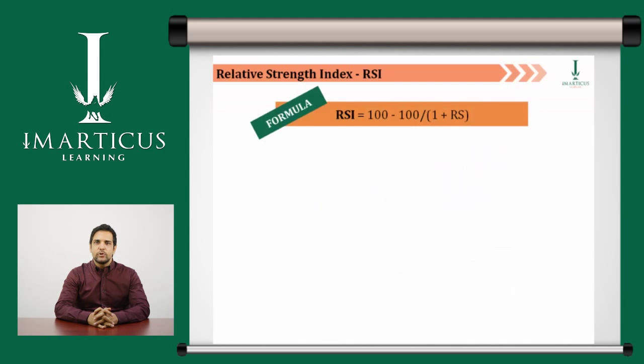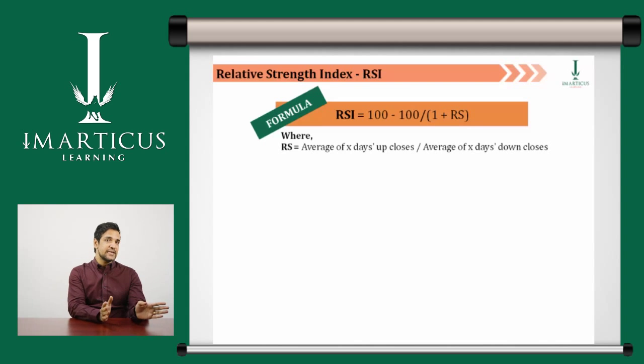It is calculated using the formula RSI = 100 - 100 / (1 + RS), where RS is equal to the average of X days up closes divided by the average of X days down closes.